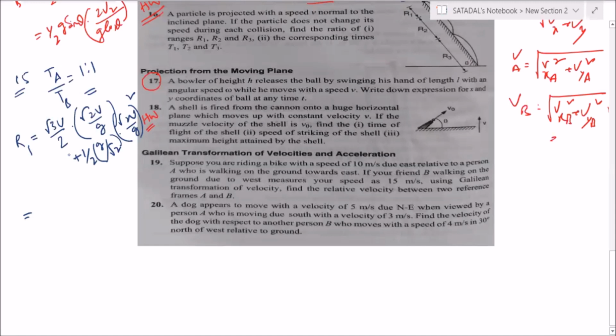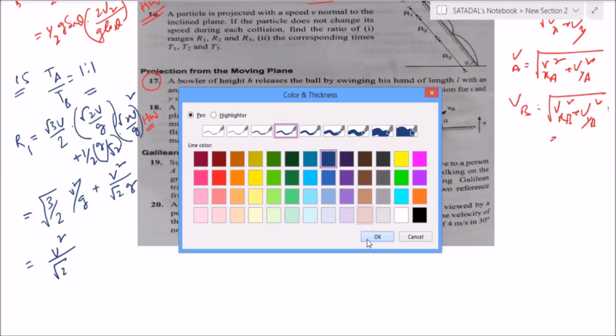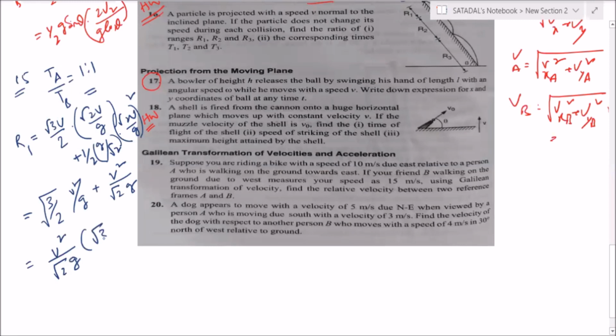So this is coming to be root under 3 by 2 V square by G plus... See, these two cancel. This root 2 square 2. So it is coming to be V square by root 2G. Correct. So if I take V square by root 2G common, it is coming to be root 3 plus 1.